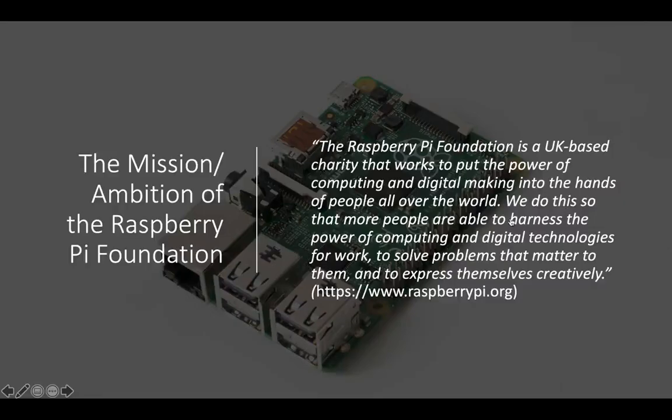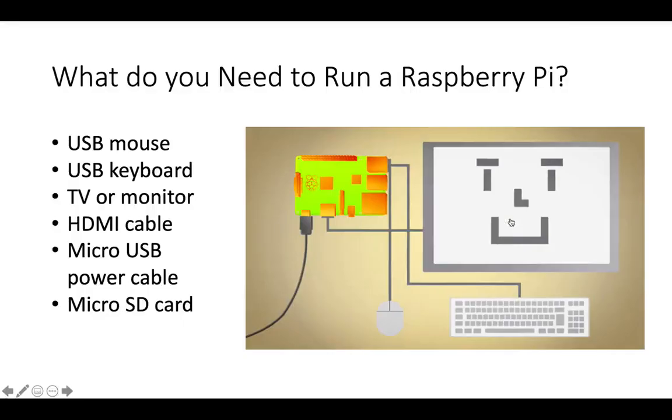The reason that we think that it's probably a good idea to think about the use of things like Raspberry Pis is that the Raspberry Pi Foundation is a UK-based charity that works to put the power of computing and digital making into the hands of people all over the world. We do this so that more people are able to harness the power of computing and digital technologies for work, to solve problems that matter to them and express themselves creatively. So they're very cheap, and that makes them accessible for a large number of people across the world.